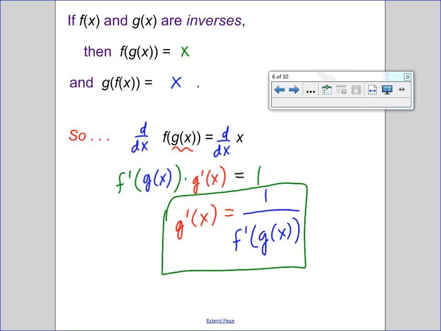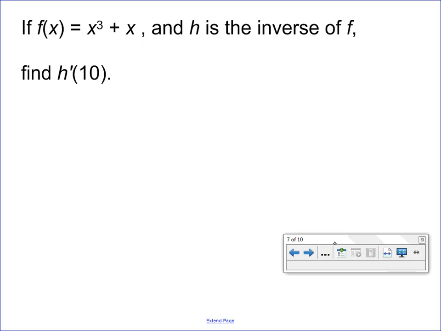Let's try it in the context of a concrete function. So let's suppose that f is given by x cubed plus x. And let's suppose that h is the inverse of f. I took this directly off of a multiple choice question from a previously released exam. Let's find h prime of 10. All right? So f is given by x cubed plus x, h is the inverse of f, and we're asked to find h prime of 10.